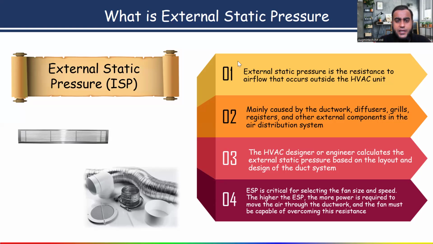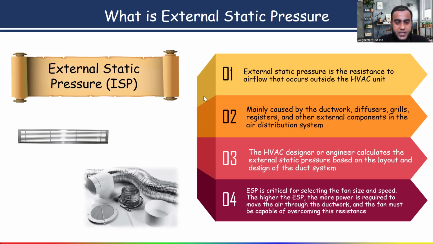It is given clearly here. Someone is asking me to repeat once more. It is simple. External static pressure is the resistance to airflow that occurs outside the HVAC system, mainly caused by the ductwork, diffusers, grills, registers, and some other external components in the air distribution system. So our main target is to calculate the external static pressure based on the layout. Okay, is all of you clear on this? Tell me, understood or not?